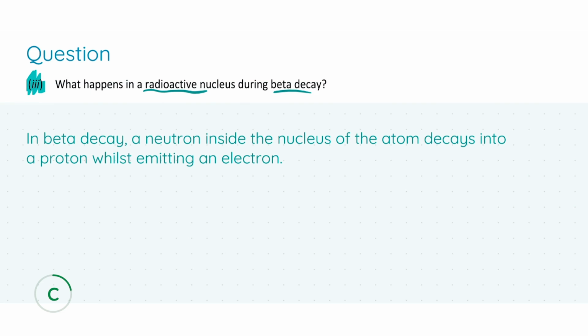In beta decay, a neutron inside the nucleus of the atom decays into a proton whilst emitting an electron. So these are the buzzwords here that I've underlined. And basically what happens inside of this nucleus of the atom is that one of these neutrons present will decay, and when it decays, it'll split into a proton and an electron. The proton will remain inside of this nucleus, and the electron will be fired out from the nucleus. So this was a question worth a total of 6 marks, and the breakdown was as follows. You got 3 marks for saying that it decays into a proton, and another 3 marks for saying that the electron is emitted. So a very simple and very easy place to pick up those 6 marks.